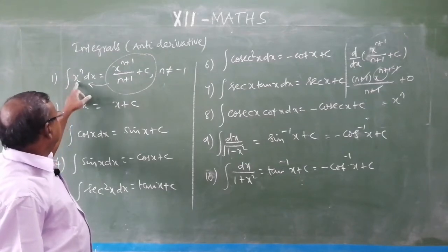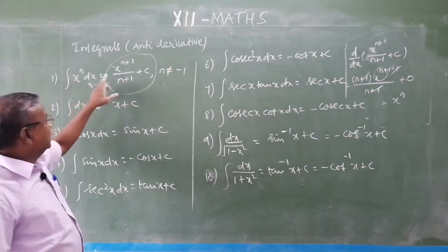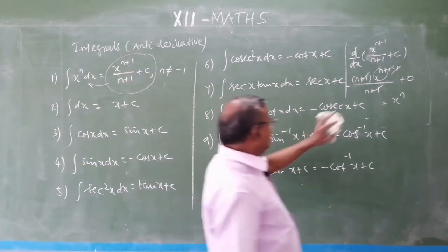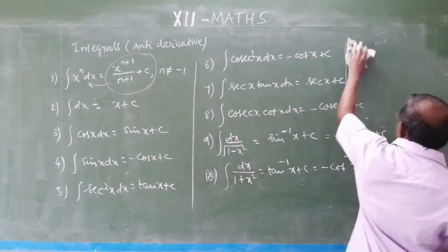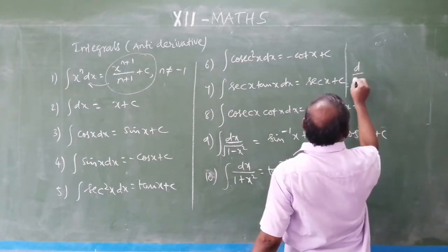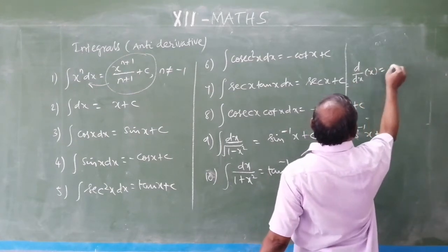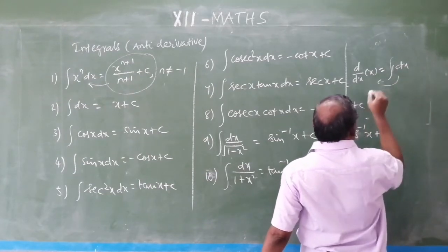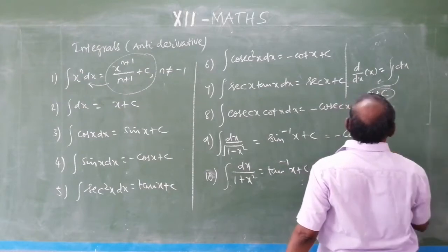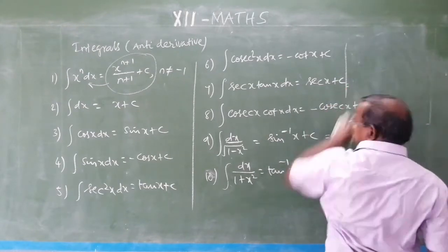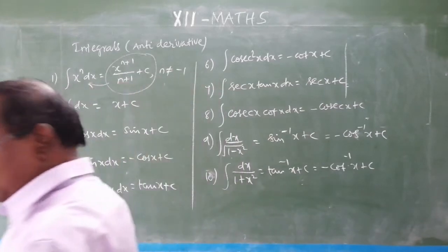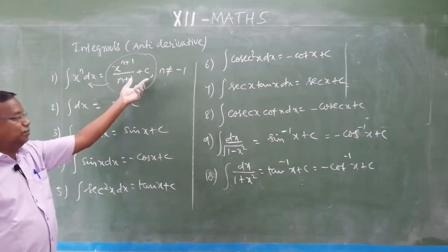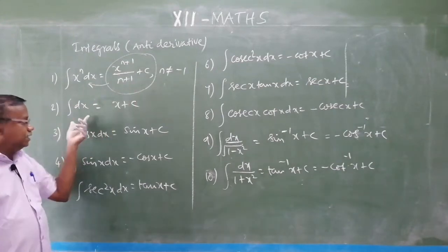So, the integral of x power n into dx equals x power n plus 1 divided by n plus 1. Similarly, when we differentiate x, we get 1, that is d by dx of x equals 1. So, the integral of 1 into dx becomes x with some arbitrary constant c, so it is x plus c. Likewise, we have listed some formulas: the integral of x power n equals x power n plus 1 divided by n plus 1 plus c, and the integral of dx equals x plus c.